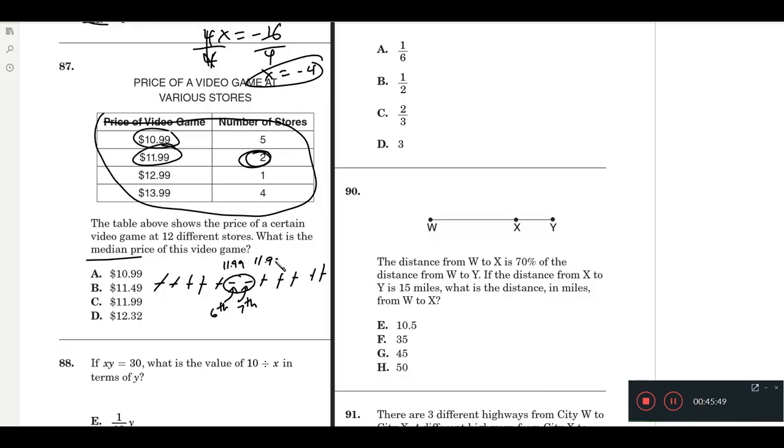So 11.99 plus 11.99 divided by 2 will give you 11.99. It's the same number. If you add the same number and divide by 2, you get the same number. 5 plus 5 divided by 2 is 5. 6 plus 6 divided by 2 is 6. 68 plus 68 divided by 2 is 68. But if you say, Tariq, I don't believe you, then you can do all the work. No worries.